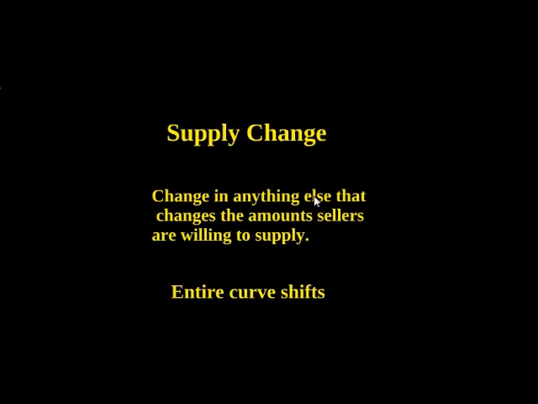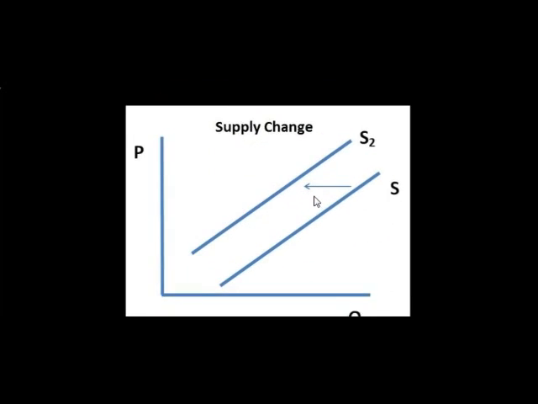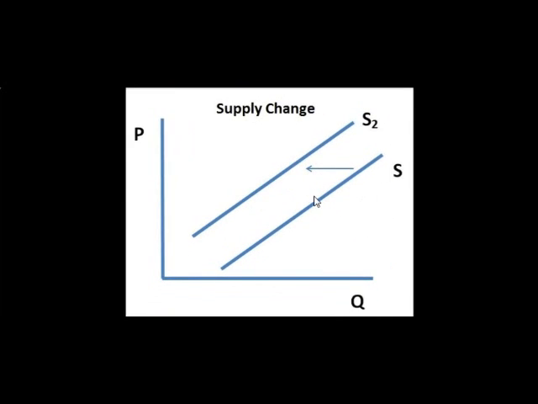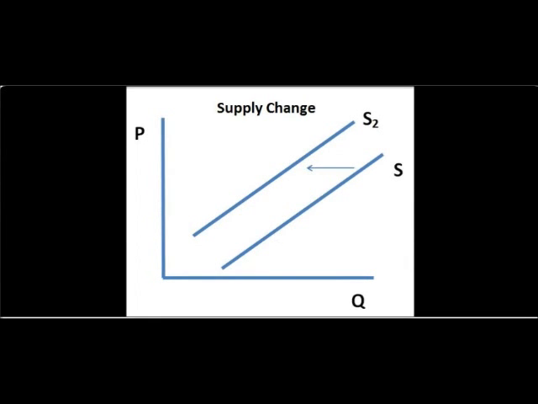The second kind of change is a supply change. This is a change in anything else that changes the amount sellers are willing to supply. In this case, the entire curve shifts. This is going to look something like this. Notice that at each of the old prices, the quantities have shifted to the left, and the supply line has moved to the left. This is going to be caused, again, by anything else that changes how much is supplied, except for price. Well, what is it that can cause supply to decrease like this, to shift to the left?